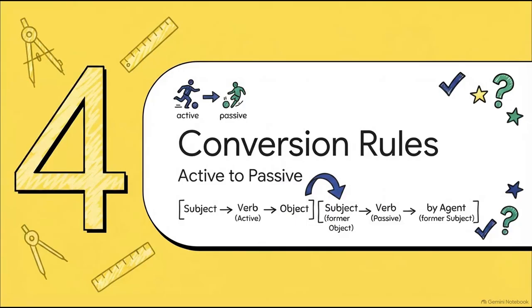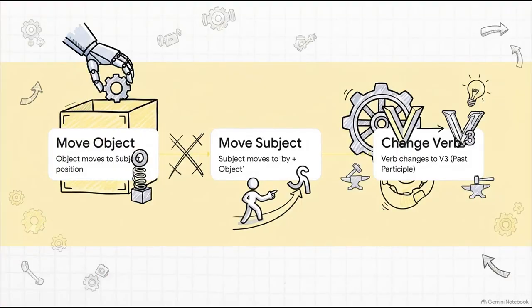Okay, section 4. The golden conversion rules. Now that we understand the philosophy, I promised you a mechanical toolkit.